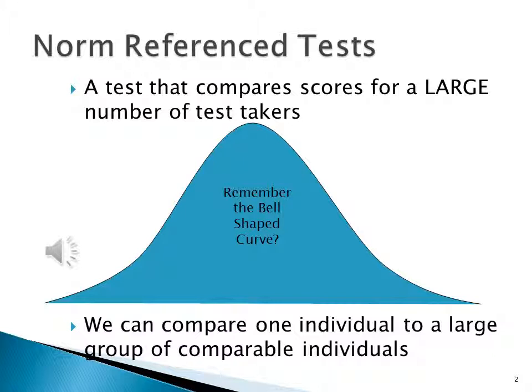Norm-referenced tests compare the scores for a large number of test takers. We mentioned before, and you probably have thought of, the bell-shaped curve. Norm-referenced tests generally are not tests that only a few people take. These are where hundreds or thousands of students take a similar test. What is good about a norm-referenced test is we can compare one individual to a large group of comparable individuals.